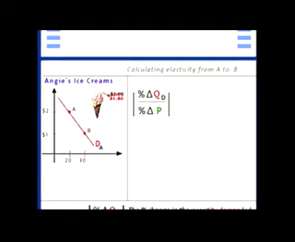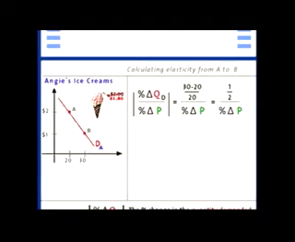Now, let's do those calculations together. The new quantity is 30. Subtract from that the old quantity of 20. That gives you a change in quantity of 10 cones. You want to divide now by the original quantity, which was 20. And that gives you a total change of 10 over 20, or 1/2, a 50% change in quantity demanded. Now divide by the percentage change in price.